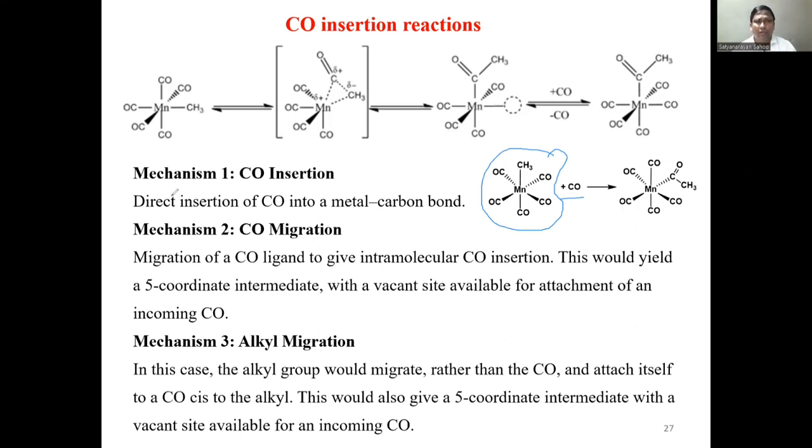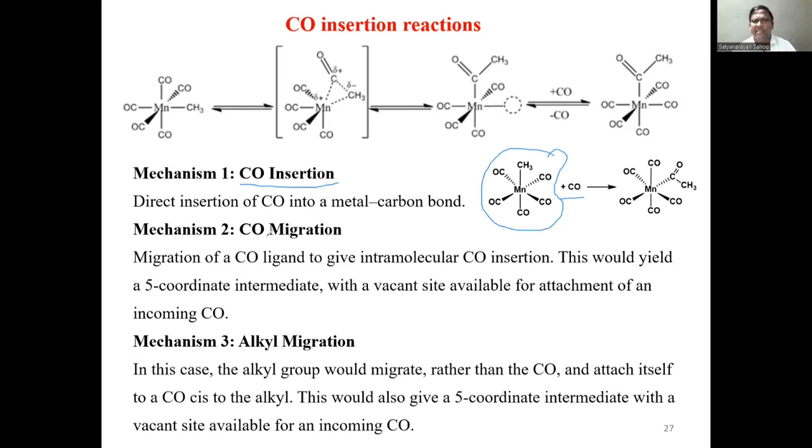So 3 mechanisms are proposed for this. For example, direct CO insertion. That means direct insertion of carbon monoxide into the metal-carbon bond. For example, we have a metal alkyl bond. So the new CO which is added is inserted into this metal-carbon bond. So we get the acyl. This is the first mechanism.